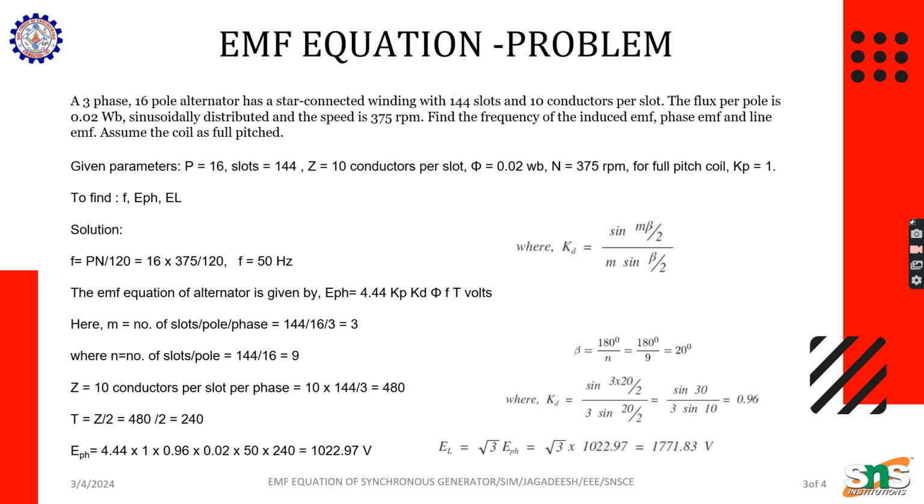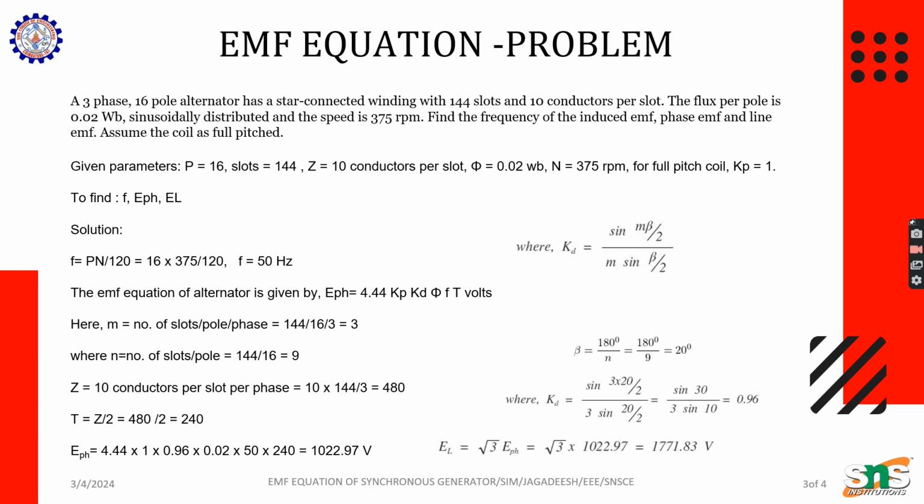That is, E phase is equal to 4.44 kp kd phi f T. I am substituting 1 for kp, since it is a full pitch assumption, the kd value calculated is 0.96, 0.02 for the flux from the problem statement, the frequency was determined as 50, and there are a total of 240 conductors. When we multiply, we get 1022.97 volts as the phase value.